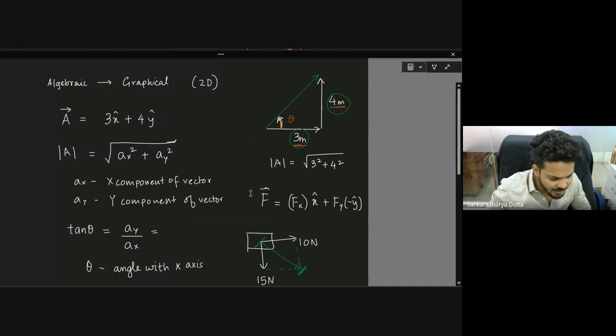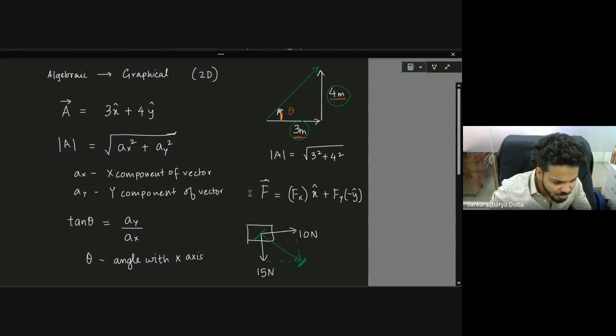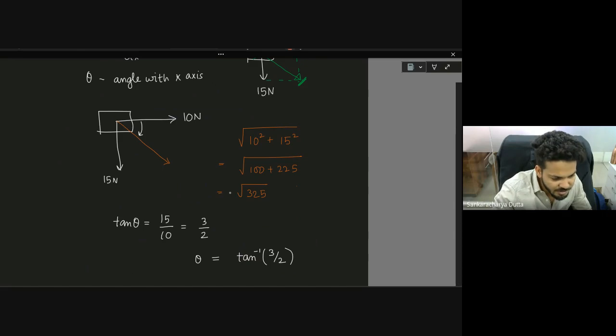Okay, so that being said, I know my current situation is different. 10 Newton is acting to the right and 15 Newton is acting to the bottom. So the net vector will be actually in the fourth quadrant. So the angle that we are finding out is this. Okay, I hope you understood that.